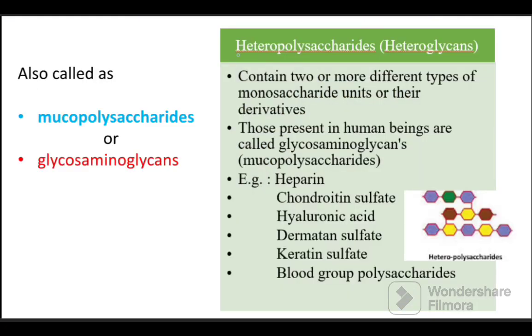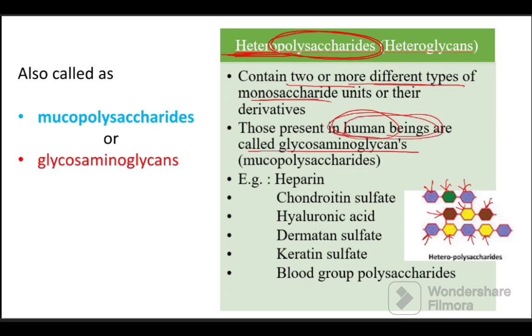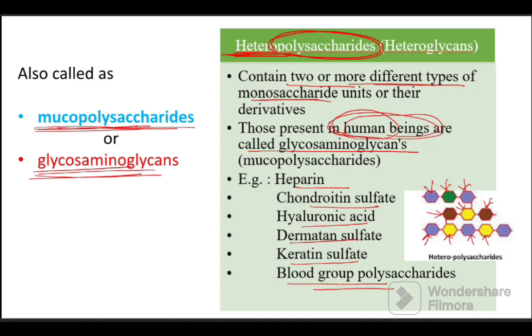Next, heteropolysaccharides. As the name suggests, many sugar units are there, but hetero means different. So they have two or more different types of monosaccharide units. The heteropolysaccharides that are present in human beings are called glycosaminoglycans or mucopolysaccharides. Examples: heparin, chondroitin sulfate, hyaluronic acid, dermatan sulfate, keratan sulfate and blood group polysaccharides.